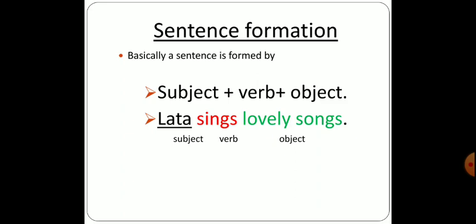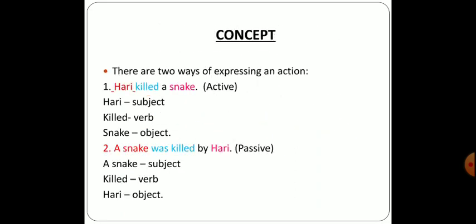The next one is object. Now object relates to the subject, or it is helping the subject to clarify more. So over here lovely songs represents the object. We can also say that the subject is considered as a doer and the object could be considered as the receiver. So now let us move ahead.